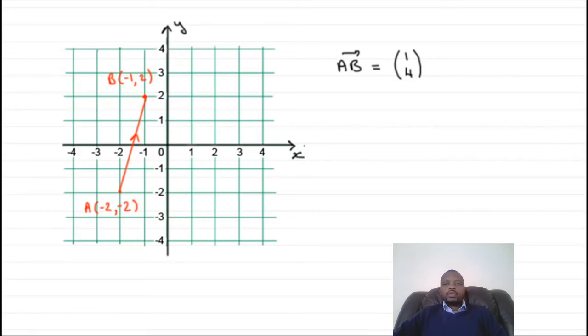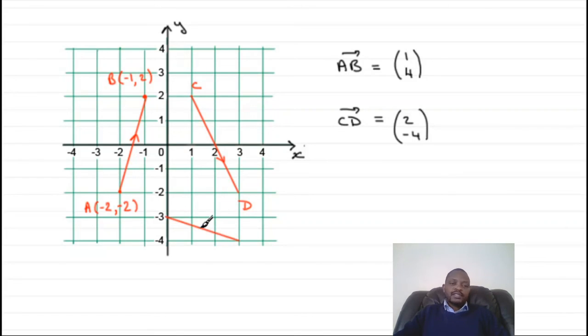Alright, so we can also have another vector that we can put, and let's call this one CD. So we can have our C, D, and we're going to count the number of units. So it's 2 units in the positive X direction and 4 units in the negative Y direction. So write it as 2 and -4.